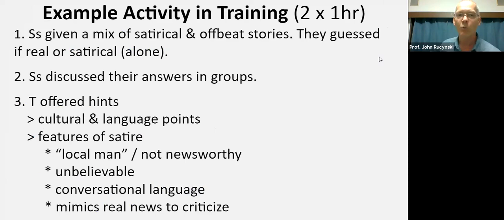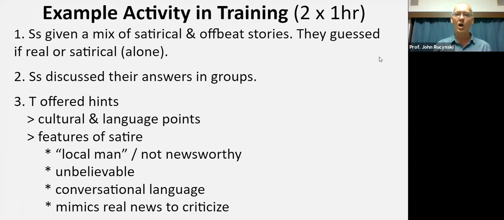So let me show you what we did with our training. We didn't have time to, but we did an individual test first with a Likert scale, and students had to guess real or satire. So we did this again, but then the second time with training and collaboration. So after guessing, students discussed in their groups. And then the teacher would offer some of the hints, such as some of the features. One thing is, again, not newsworthy. It's more general. Sometimes satirical news just calls someone a local man instead of using a real name.